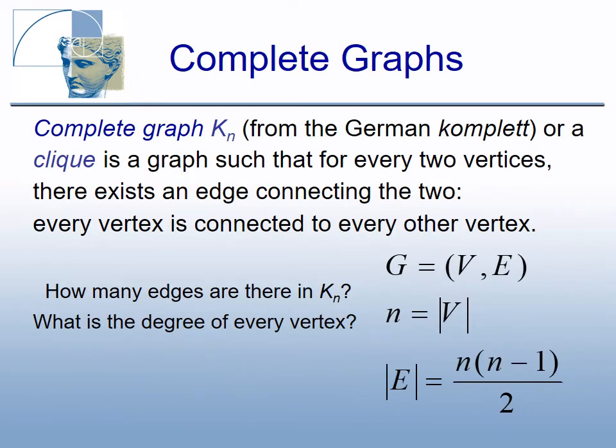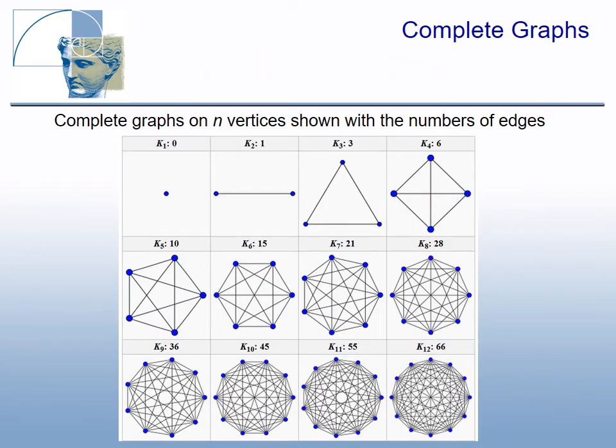A clique or a complete graph is such that for every 2 vertices there exists an edge connecting them. In other words, a clique is a graph in which every vertex is connected to every other vertex. The number of edges in a clique is equal to n multiplied by n-1 and divided by 2, as shown in the formula, where n is the number of vertices. Several cliques are shown in this slide. They have their names, such as K1, K2, and so on, derived from the number of their vertices.